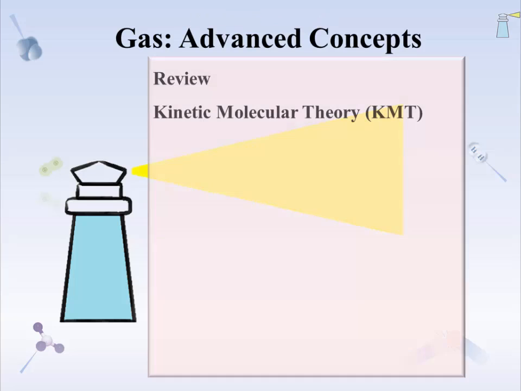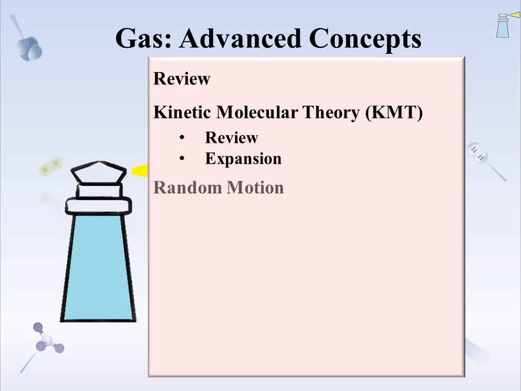This lecture begins with a brief review of gas basics and a re-examination of the Kinetic Molecular Theory, KMT. That requires a review of KMT as covered in the Basics of Gas lecture, and an expansion of the model. This leads to a discussion on random motion of particles, which is used to describe diffusion and effusion. Graham's law is introduced as a way to quantify rates of diffusion and effusion.